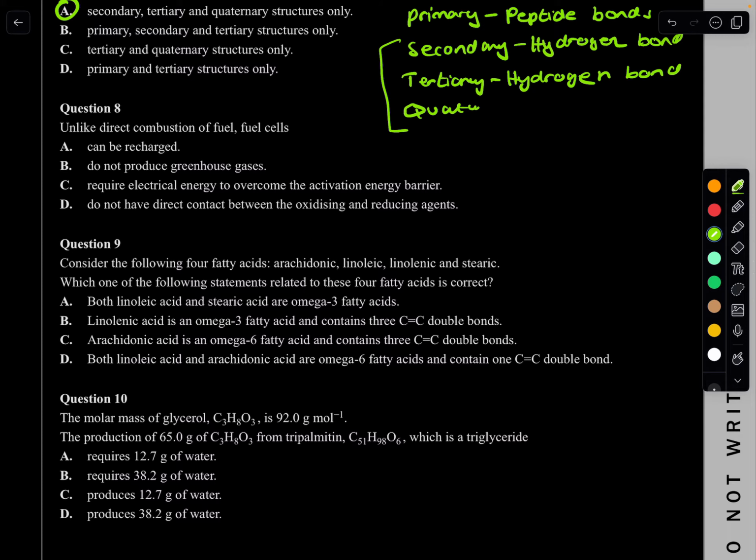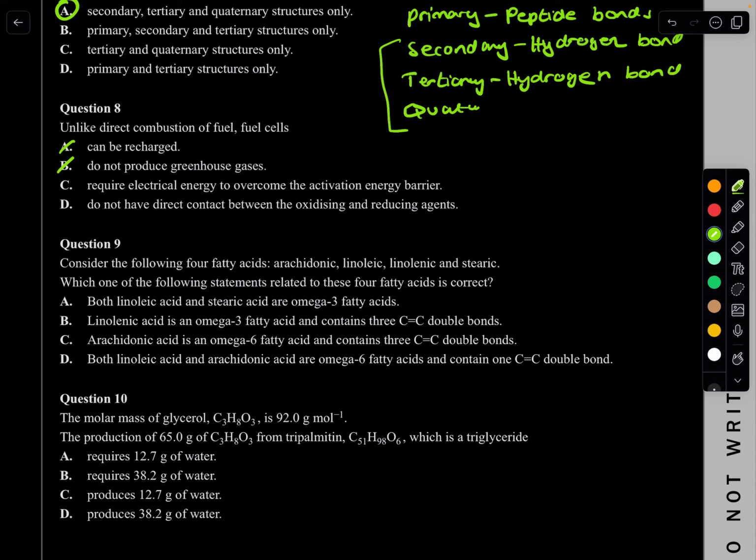Question 8. Unlike direct combustion of a fuel, fuel cells have what? Can be recharged? No, they cannot. They are not secondary cells. They are galvanic cells. Do not produce greenhouse gases? Yes, they do produce greenhouse gases. Remember, I think a lot of students still forget today, CO2 is a greenhouse gas, but water is also a greenhouse gas. So fuel cells do produce those.